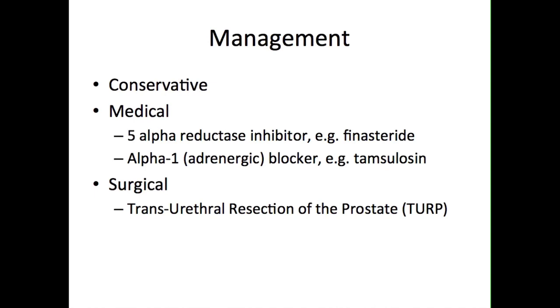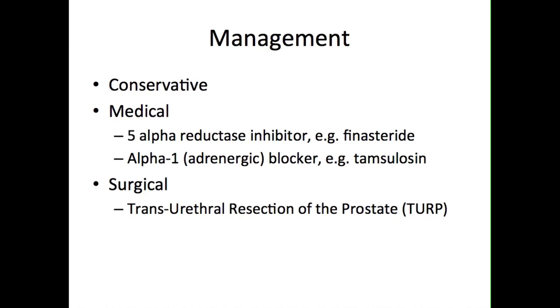5-alpha reductase inhibitors act by inhibiting the enzyme that converts testosterone into dihydrotestosterone, which is required by the prostate for continued hyperplasia. Therefore, failure to produce dihydrotestosterone will lead to a decrease in the size of the prostate gland. However, these drugs can take up to 6 months to be effective.